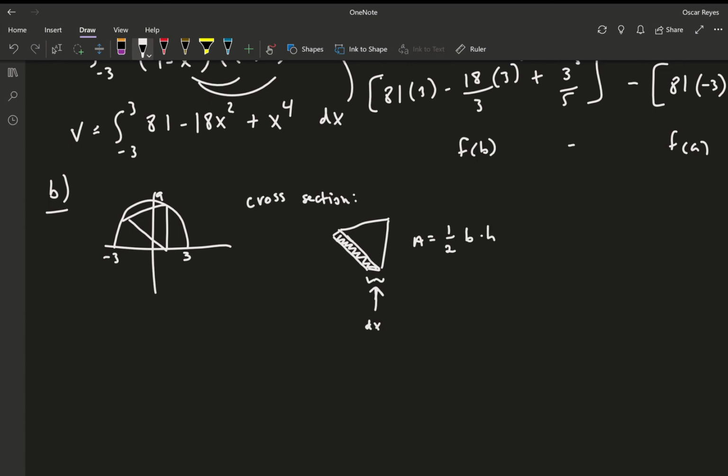So, easy enough, we're going to go ahead and say the volume is the integral over the same range that we looked at before, which was -3 to 3, of our area, which is 1/2 base times height dx. The problem we're having now is we have a b and an h. We have two different variables that need to be x's. So we're going to look at our triangle through a different lens.